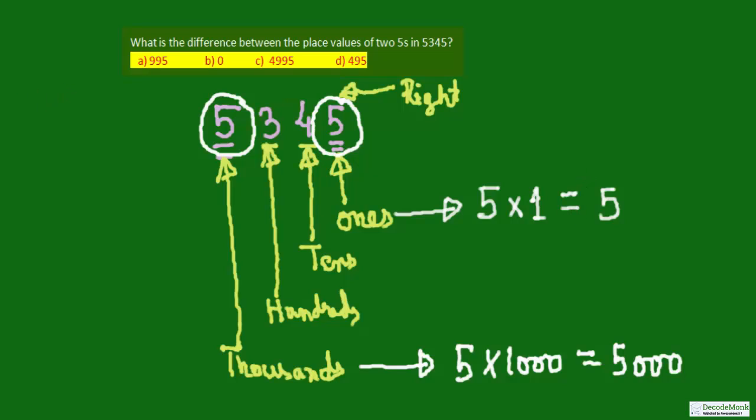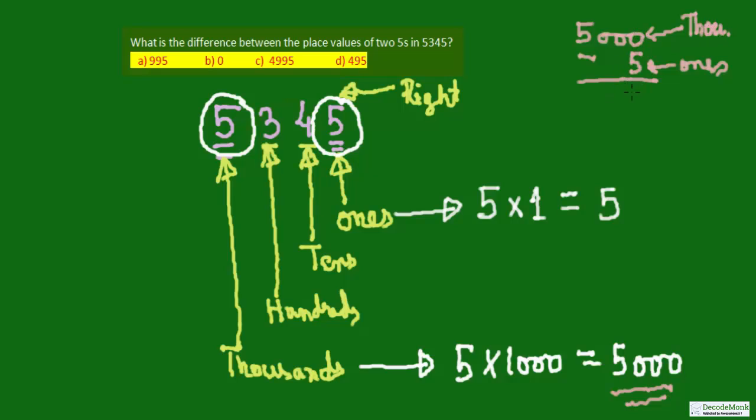Now we have to find out the difference. So which one is the higher number? This one, that is 5000. It exists in the higher place value. Now performing the calculation part, the higher number, that is 5000, which is the place value of the 5 existing in the thousands place, and the 5 existing in the ones place. So this is the place value of that particular 5 existing in the ones place, and this is the place value of the 5 existing in the thousands place.